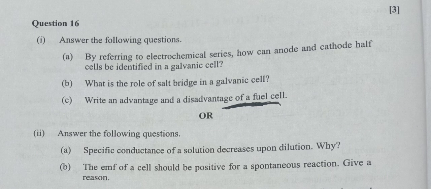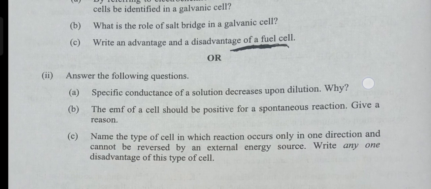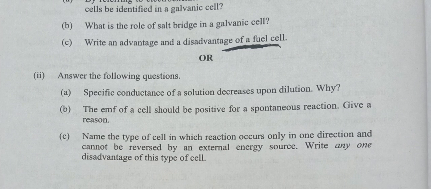Now the C part, write the advantages and disadvantages of a fuel cell. The advantages are high efficiency and pollution-free working. The disadvantages: because it contains gases, handling will be difficult, and the catalyst used is platinum, which will be expensive. So the optional part: the specific conductance of the solution decreases, yes.